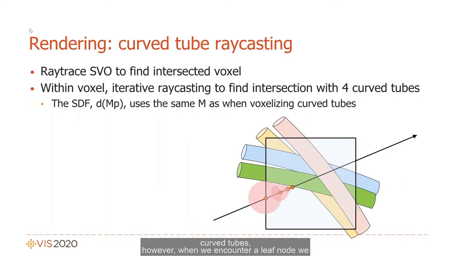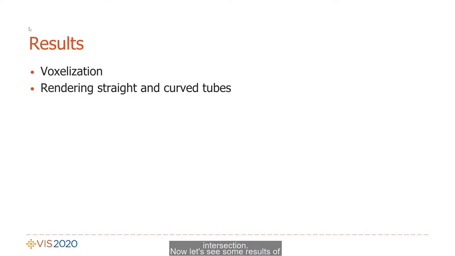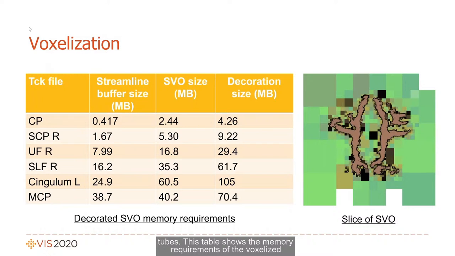However, when we encounter a leaf node, we raycast the curved tube distance function since there's no expression for the ray intersection. Now let's see some results of voxelization and rendering of straight and curved tubes. This table shows the memory requirements of the voxelized representation of the stream tubes for six of our data sets, ranging from the smallest to the largest.